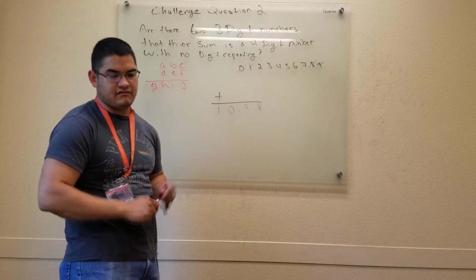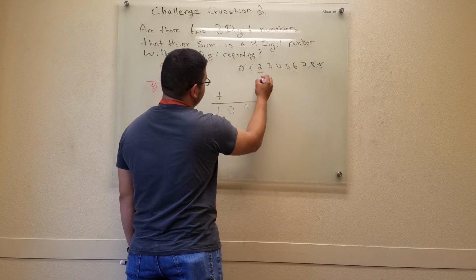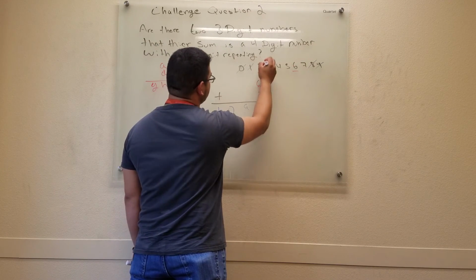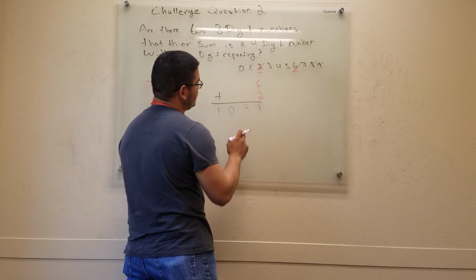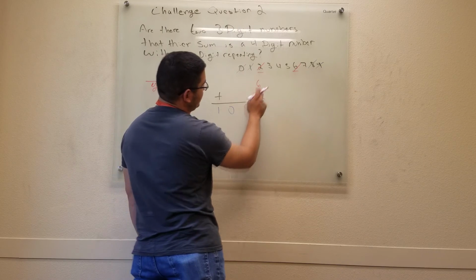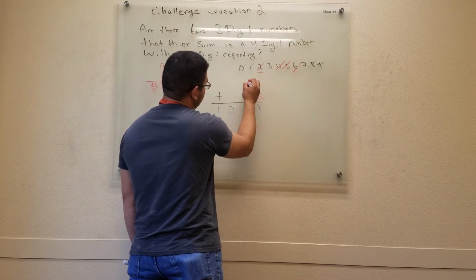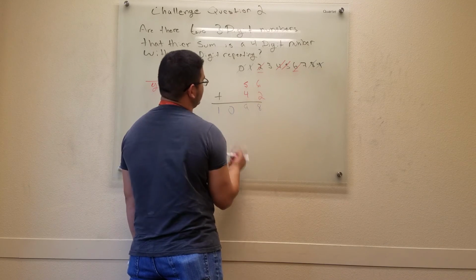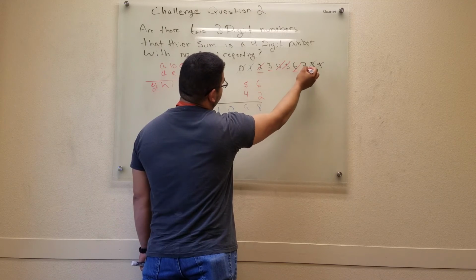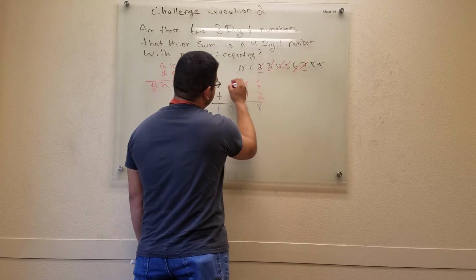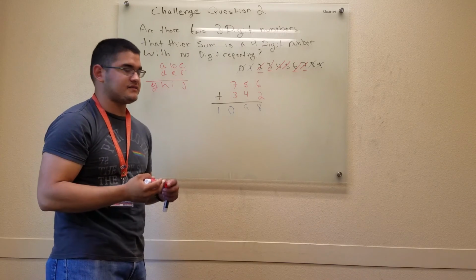For 8, I know 6 and 2 will give us 8, so I cross those out. Then for 9, what gives us 9? I know 5 and 4 give us 9. And for 10, awesome, I have 7 and 3. So there was a way that we could solve this.